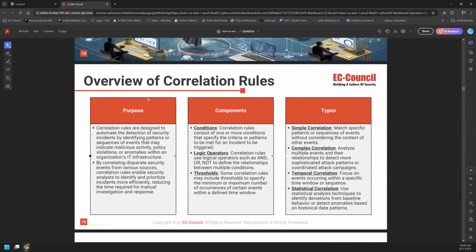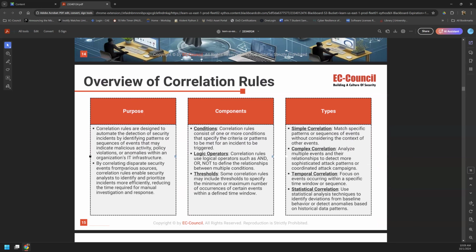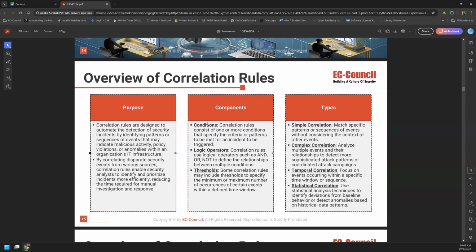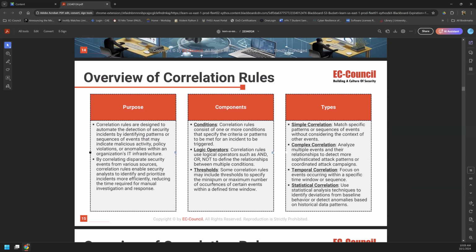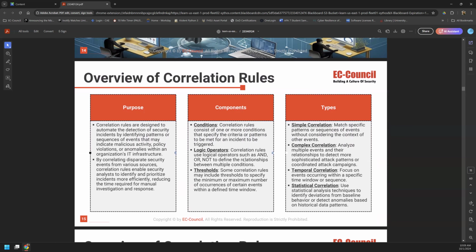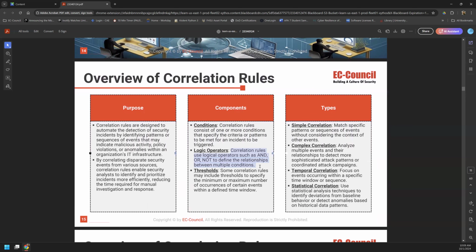The correlation rules are designed for the purpose of finding out what's going on. We have the conditions and the logic operators, such as the ANDs, ORs, or NOTs. This is going to be really common in what you will be dealing with as analysts, working with these logic operators, both for correlation rules as well as log filtering, etc. And then setting up thresholds that would exceed those maximums and minimums.